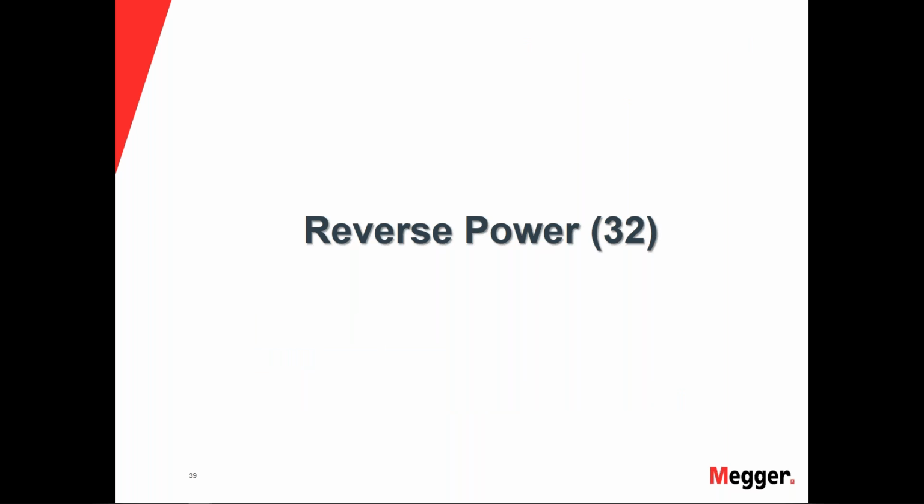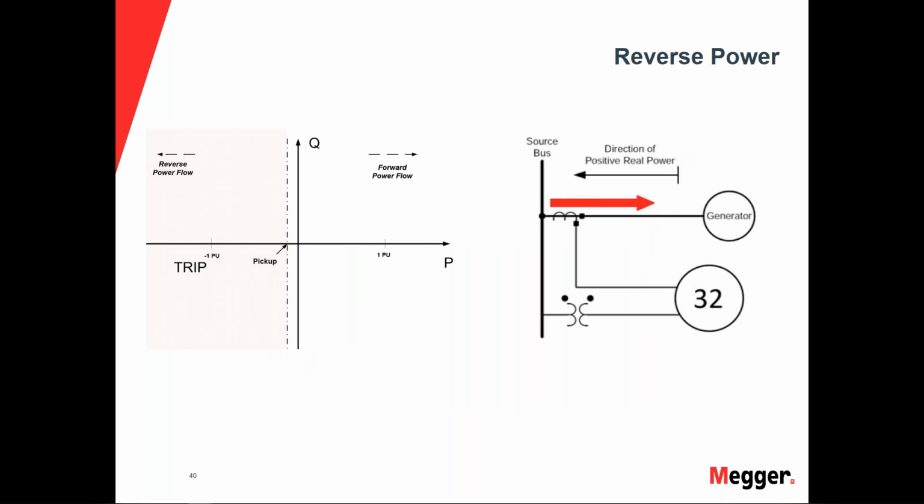Okay, reverse power. The primary indication of motoring is the flow of real power into the generator, and it's acting as a synchronous motor. When we lose excitation, the generator is now not producing power, it's absorbing power. So it's bringing power in from the system. Here you would have forward power flow, and then also reverse power flow.